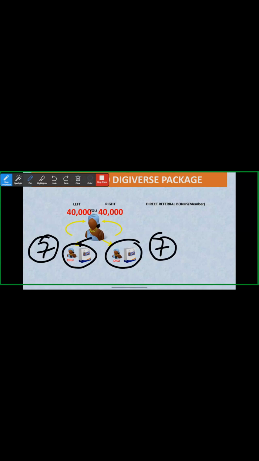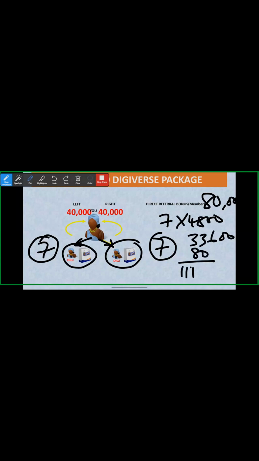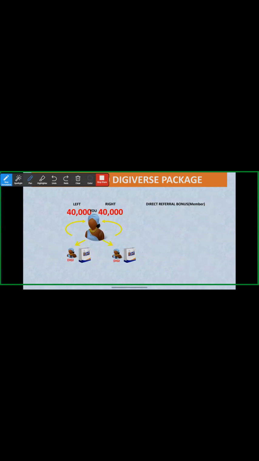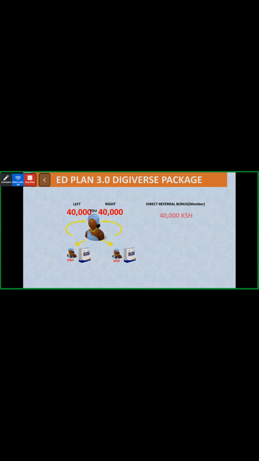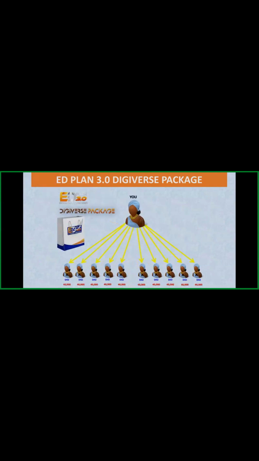So if you connect someone with the Digiverse here, and another also starts with the Digiverse, apart from the 80,000 that you are getting for connecting, you're also getting 7 pairs times 4,800. This is 33,600 plus 80,000. This is 113,600 Kenyan shillings for connecting your first 2 people, each one starting with the Digiverse package. 9,800. So if that is the Digiverse package, that is you. If you connect 10 people, that is 400,000 Kenyan shillings.